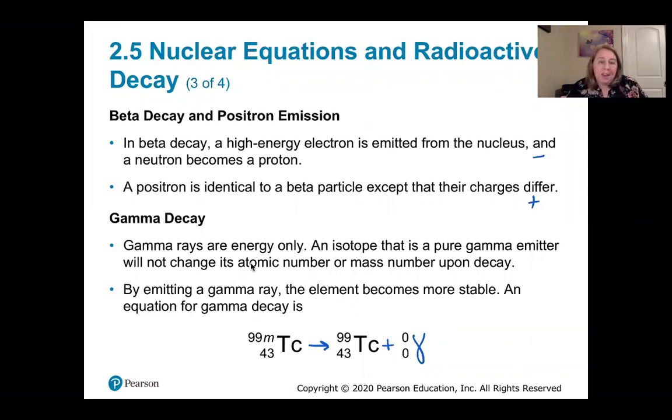Gamma decay. Gamma decay, remember, is energy only. So when you look at that, this is the easiest one to do completely, because both your mass number and your atomic number are 0. So it's not going to change the atomic number, not going to change the mass number. But by emitting a gamma ray, the element becomes stable.